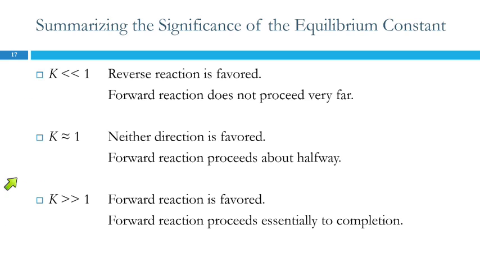So this is a summary. If K is approximately equal to 1, then neither direction is favored, and it's going to go roughly halfway. And so this is numbers like 10. It's going to be kind of balanced.